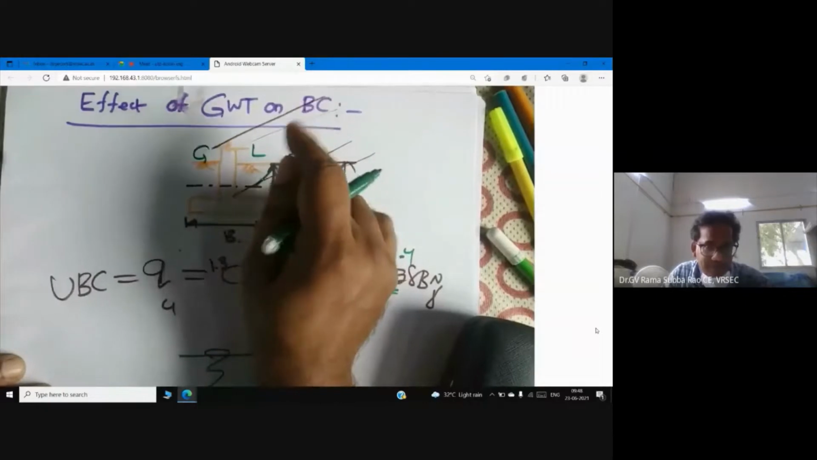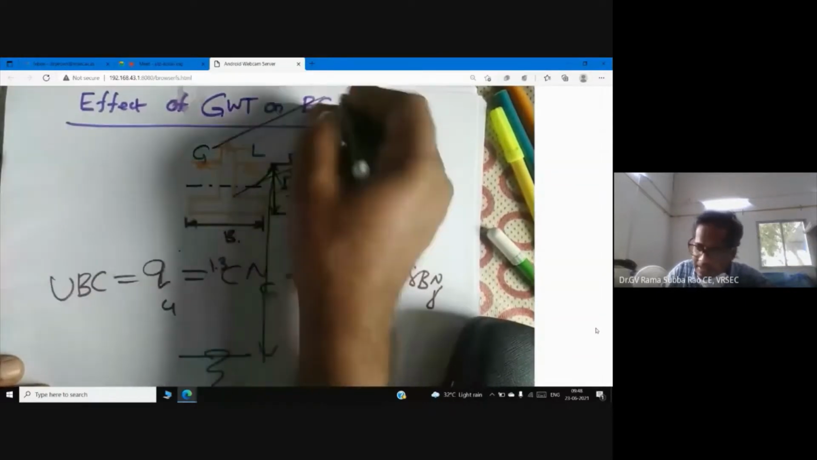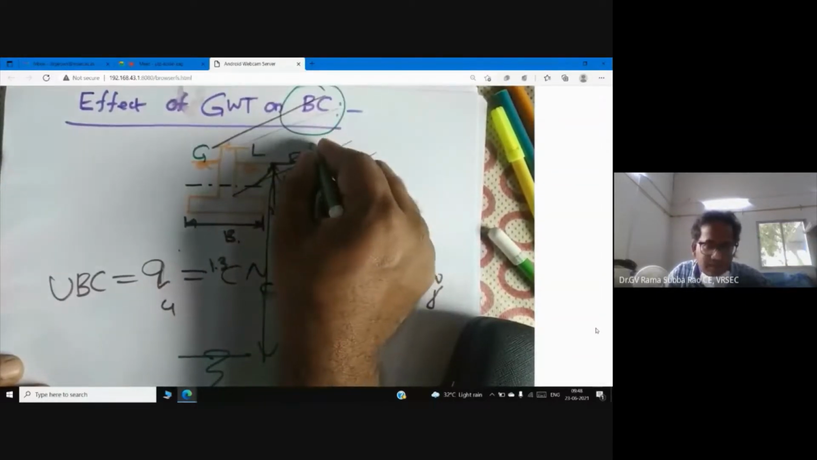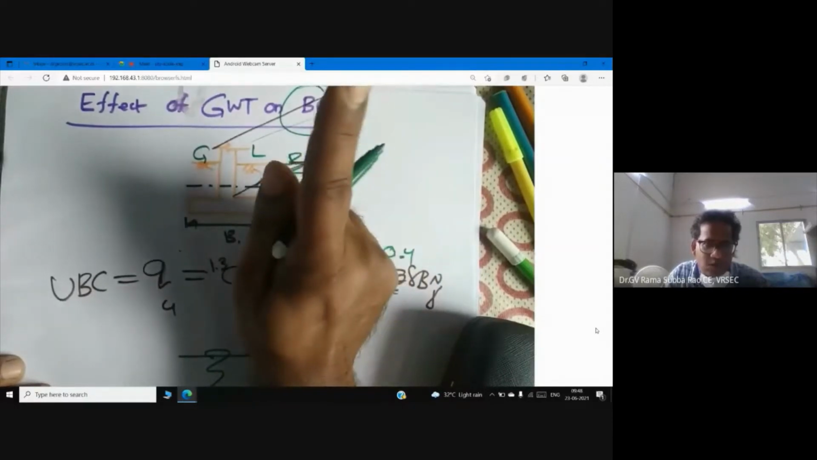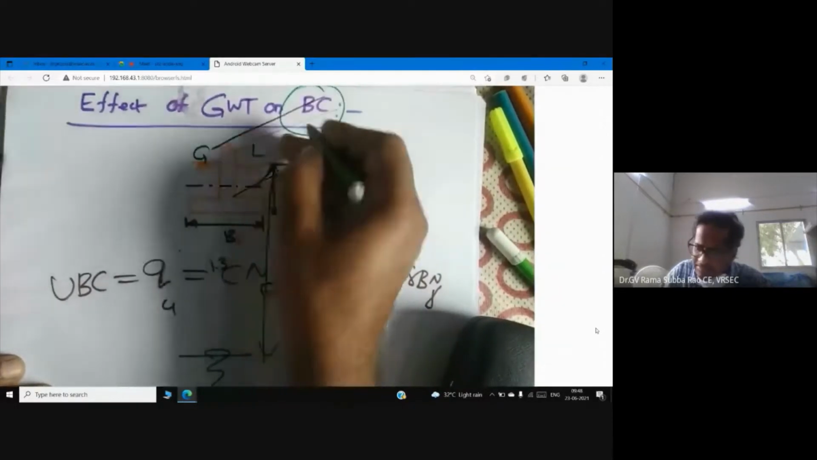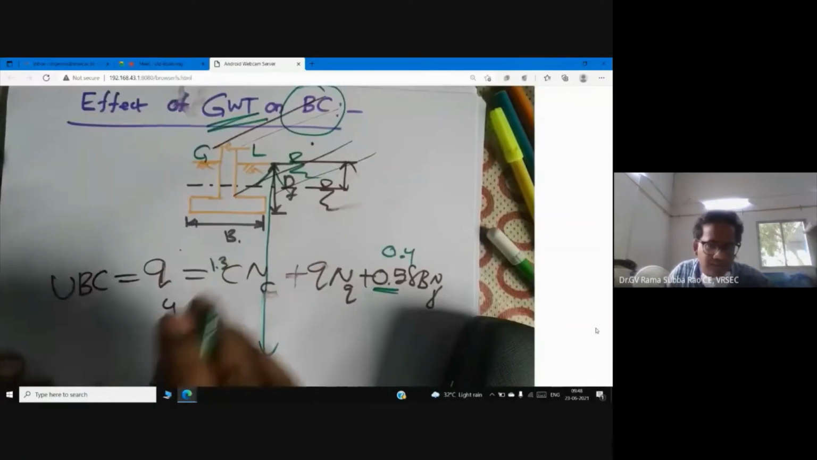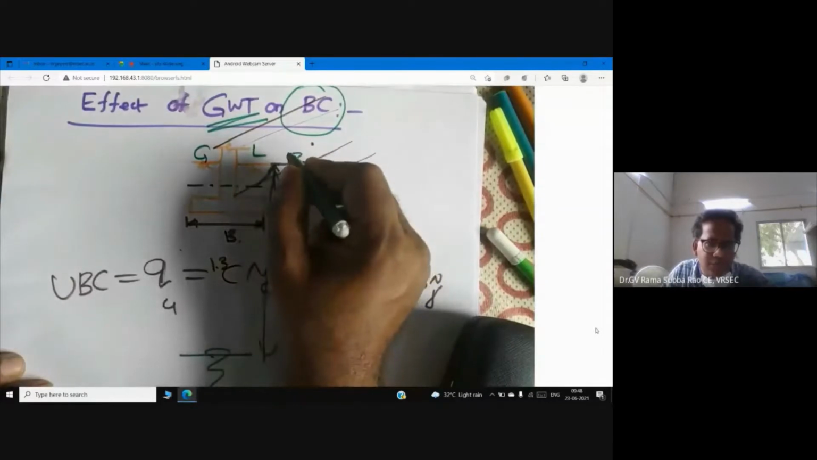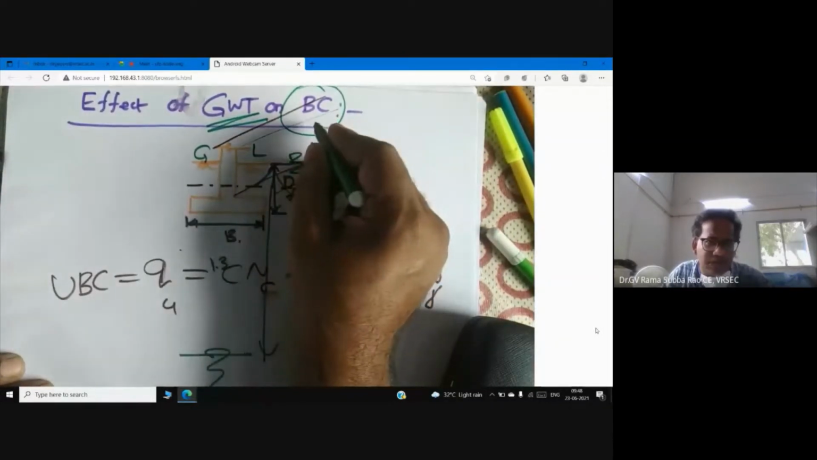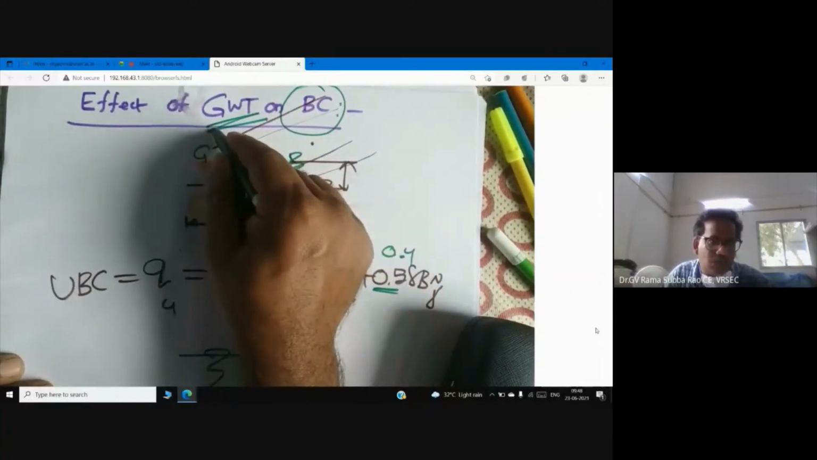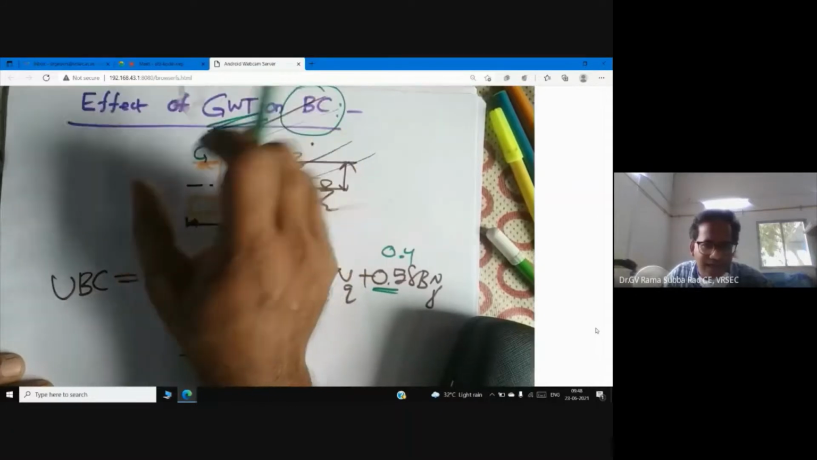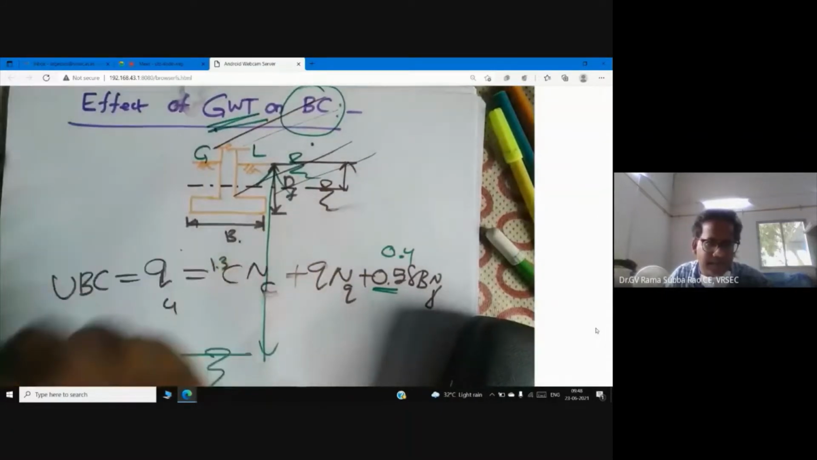Let me tell you, among all the factors influencing bearing capacity, the biggest, the main factor which influences bearing capacity is, can anyone tell me? Groundwater table. So I can tell you once again, the major factor which influences the bearing capacity of shallow foundations is undoubtedly the groundwater table. Groundwater table has the highest impact on bearing capacity.